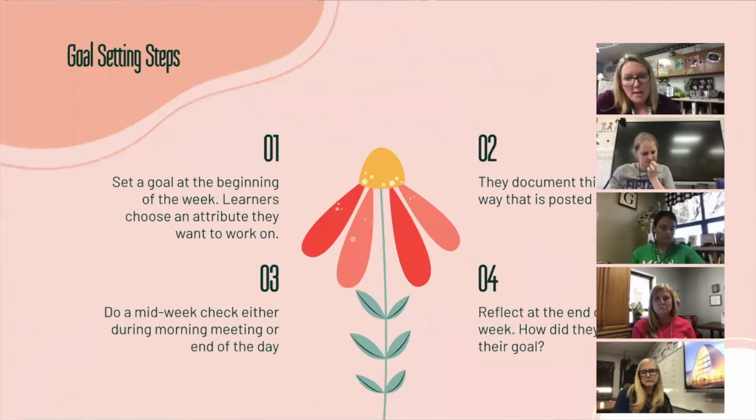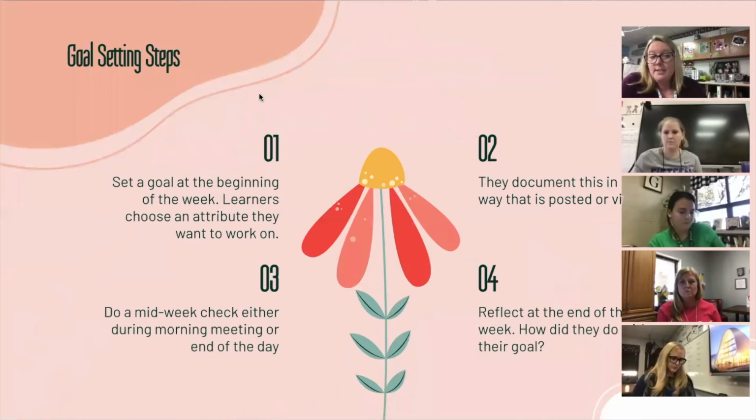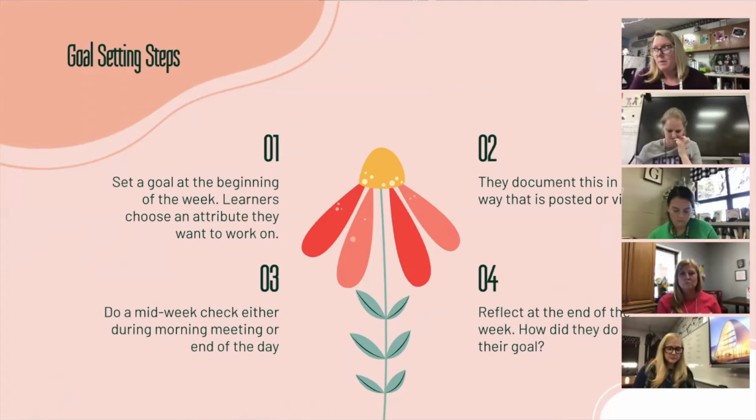So the steps of the process that they suggested is to set a goal at the beginning of the week, and then learners could choose an attribute that they would like to work on for the week. They would document this in some way. They recommended that it would be posted or visible. So I'll show you a picture of this in a minute. But in my classroom, I have my profiles with the descriptors underneath, and I have those posted up right by the door. When they go to do their goal setting, they actually stick their goal onto the profile so it's visible in the classroom. So they're constantly reminded of it when they see it, and that seems to work really well.